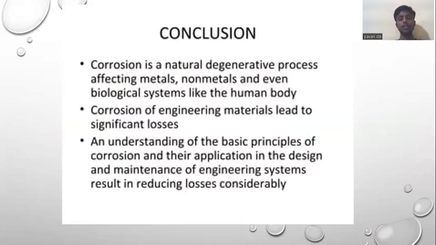Conclusion. Corrosion is a natural degenerative process affecting metals, nonmetals, and even biological systems like the human body. Corrosion of engineering materials leads to significant losses. An understanding of the basic principles of corrosion and their application in the design and maintenance of engineering systems results in reducing losses considerably.